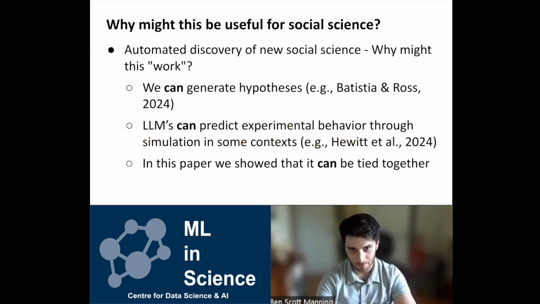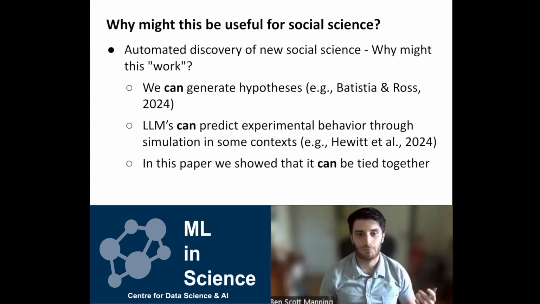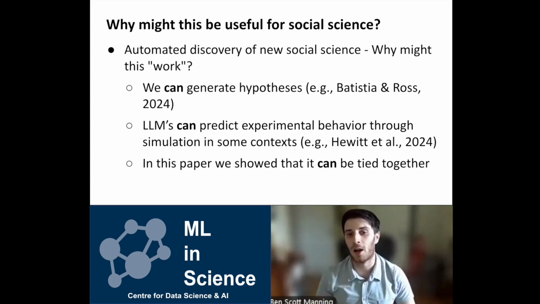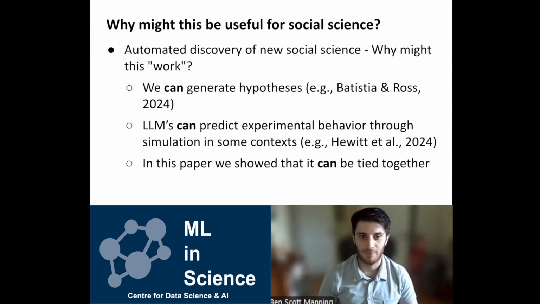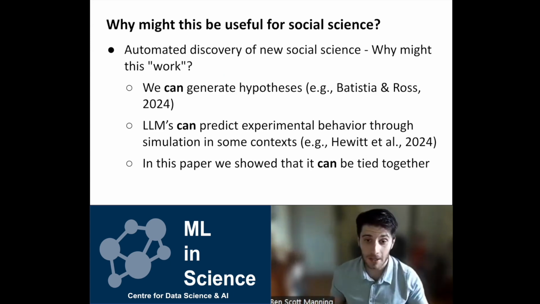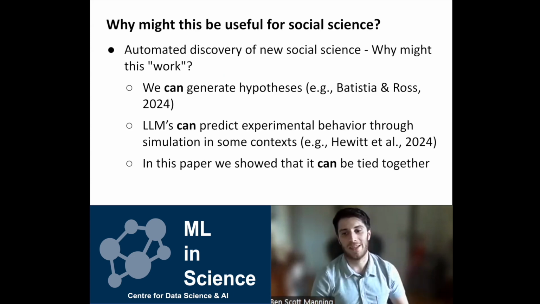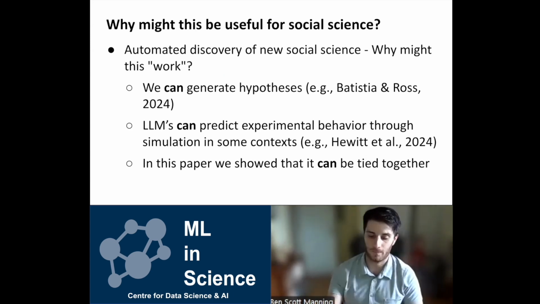What's the bigger picture? So what I've kind of showed you here is that there is cool work thinking about automated hypothesis generation that's been successful in generating novel hypotheses. And LLMs, although we don't know the boundary conditions, can be used to predict experimental behavior through simulation. And what our paper has shown is that this can all be tied together in one iterative loop.